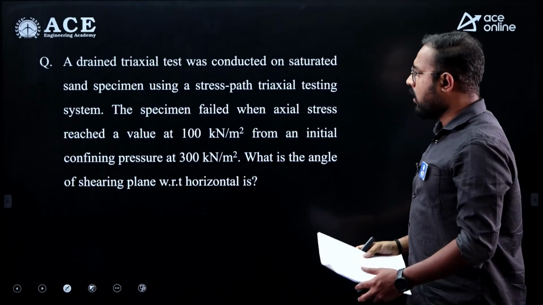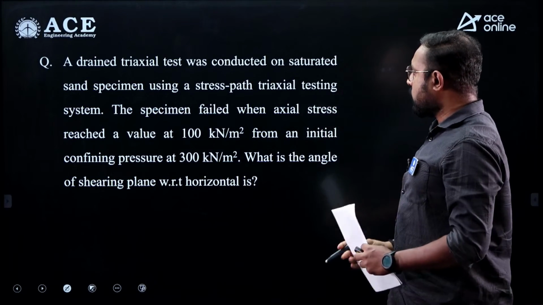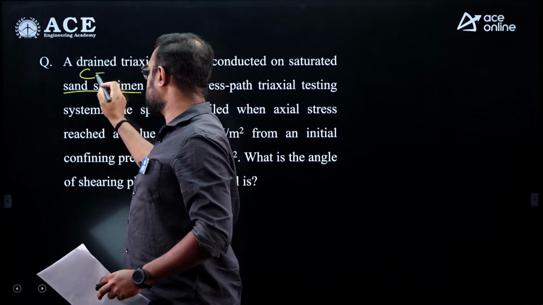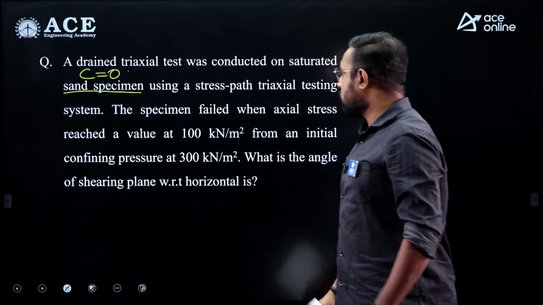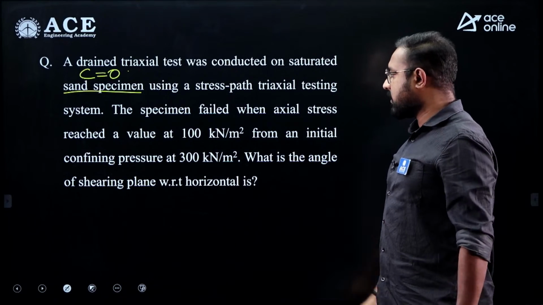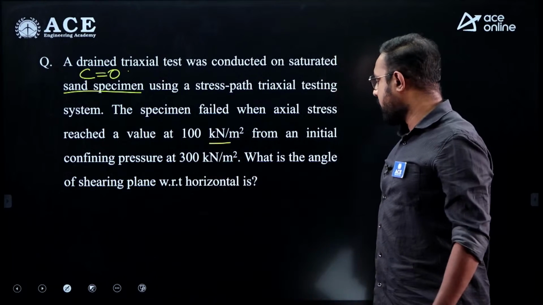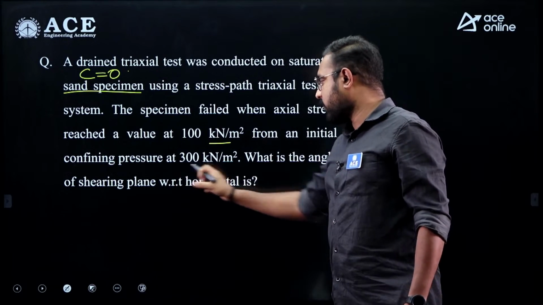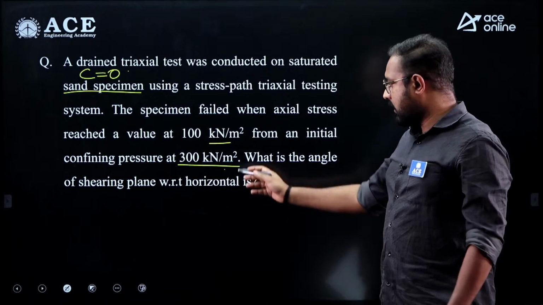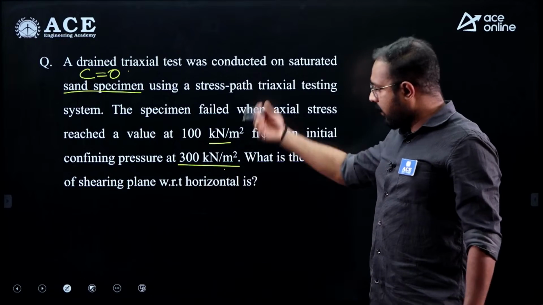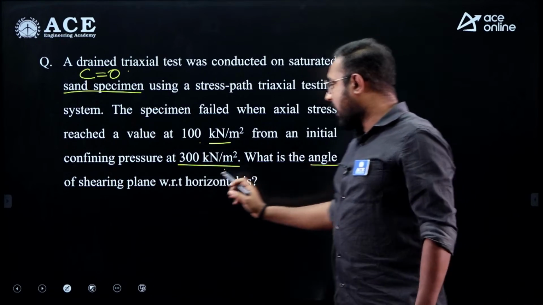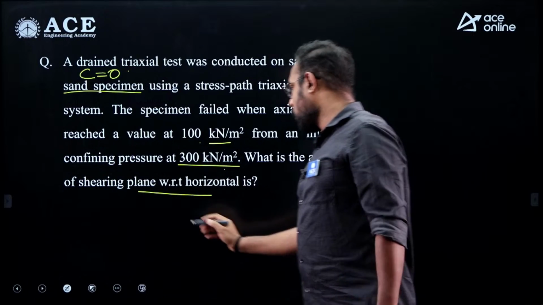That's it. A drained triaxial test was conducted on a saturated sand specimen. So please remember, it is a sand specimen, so cohesion is not there. Using a stress path triaxial test system, the specimen failed when the axial stress reached a value of 100 kilonewton per meter square from an initial confining pressure of 300 kilonewton per meter square. So we initially gave the cell pressure as 300, then when you increased it by about 100 kilonewton per meter square, it failed. What is the angle of the shearing plane with respect to the horizontal?